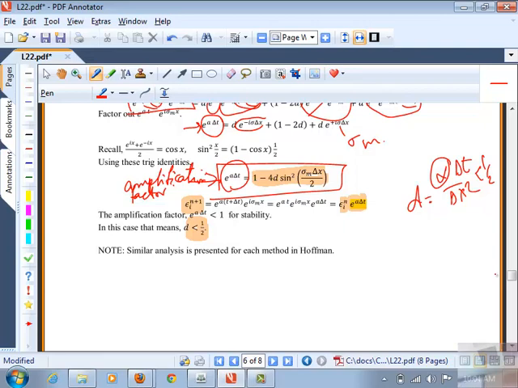It may not be half. It may be 1/4. It may be whatever the number is. But you need to make sure that you abide by that so that your method doesn't blow up. But often your truncation error requirements will be much smaller than that.